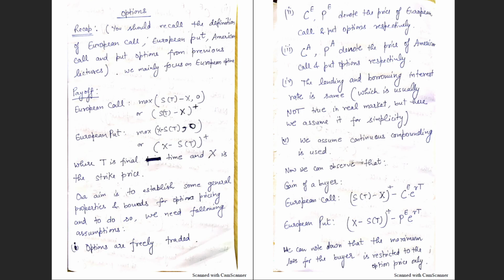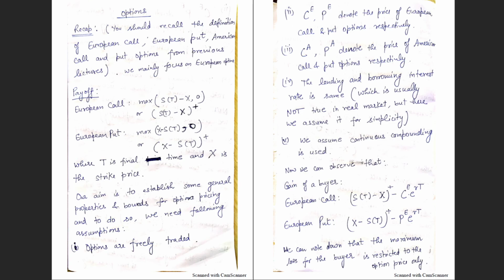They are European type and American type, and then they are of call and put type. You can revise all of it from your previous notes, or from the book, or from anywhere. I'm not going into detail again. You should recall the definitions of European call, European put, American call, American put from your previous lectures or book. Payoff is basically what you get at the end. So for the buyer of the option, what do you get? Maximum of S_T minus X, comma 0.